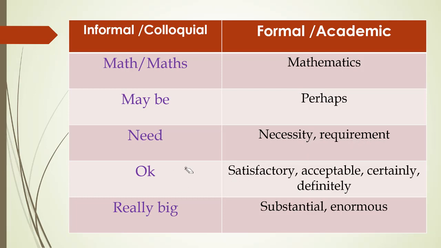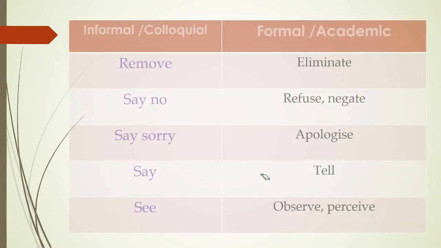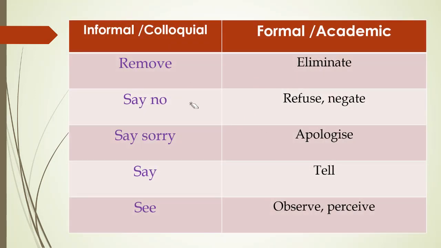Once again, okay is similar to alright that we discussed in the beginning and shall be replaced with words like satisfactory, acceptable, certainly, or definitely. Really big, once again, is substantial or enormous. Remove is to eliminate. To say no is to refuse or to negate. To say sorry is to apologize. To say is to tell, and to see is to observe or perceive.